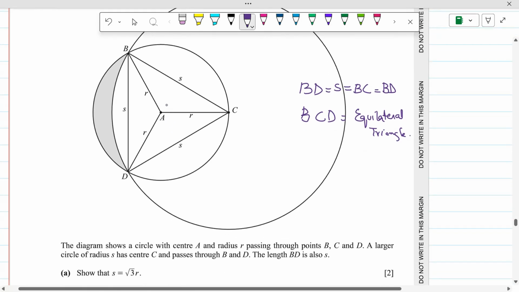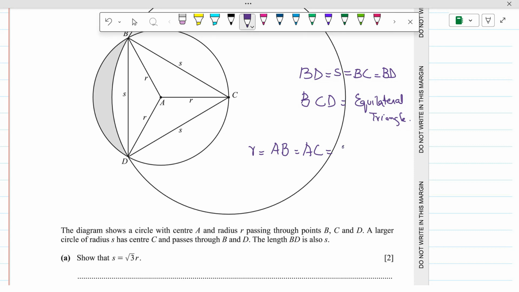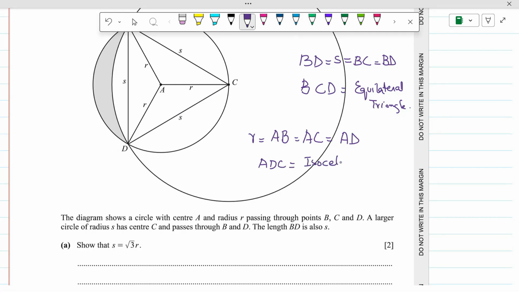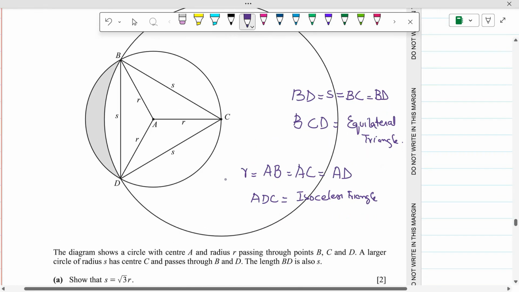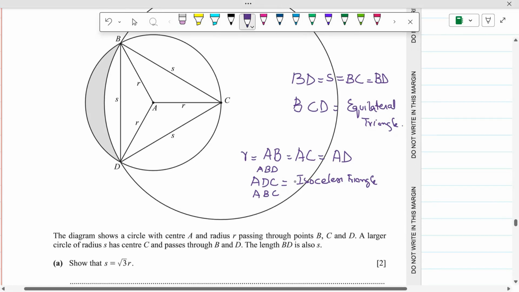Secondly, we have the radius R, which is the radius of the small circle, which is equal to AB, and this is also equal to AC, and this is also equal to AD. And ADC is an isosceles triangle. And BAC, also ABC, is an isosceles triangle. And ABD is also an isosceles triangle.